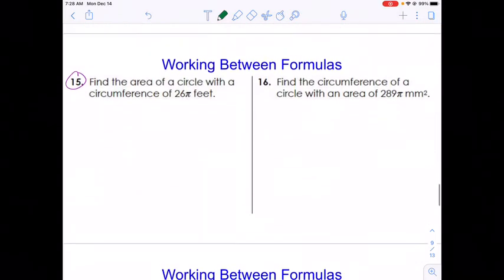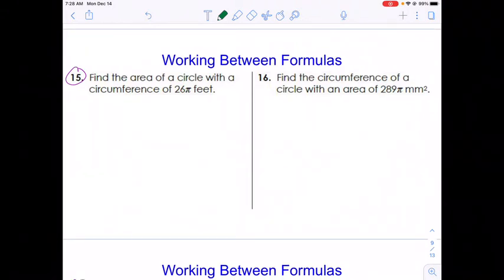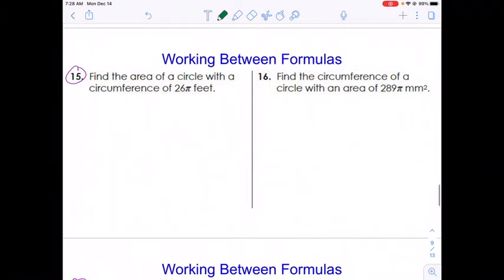All right, let's work in between formulas. Now we're going to use two formulas. Find the area of a circle with a circumference of 26 pi feet. So we're looking for the area, but we have circumference to start off with. So we're going to use circumference, and we're going to use the formula that deals with 2 pi r, since we need to deal with the radius in our area formula, which is pi r squared.